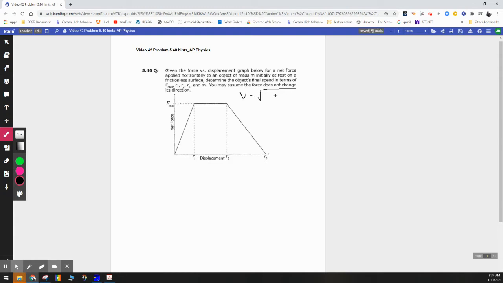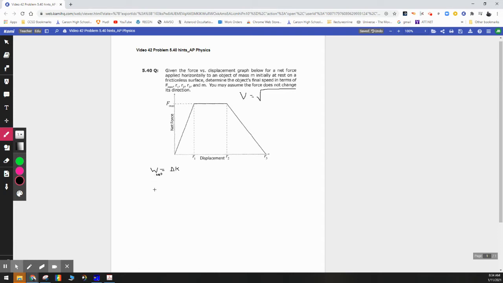All right. So first of all, what we need to do is use the work kinetic energy theorem. So the net work that is performed is going to be the change in kinetic energy. Okay, that's the formula here. But it's also equal to the area under the curve. So the work done is the area under the curve, and it equals the change in kinetic energy. All right, so what does that mean?